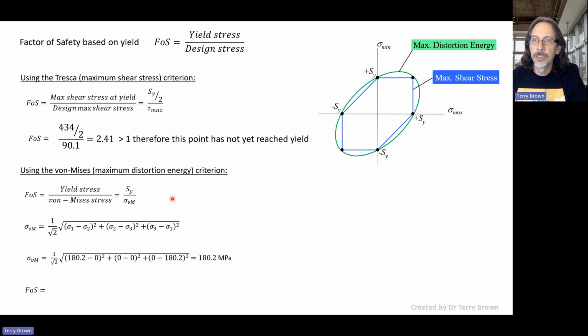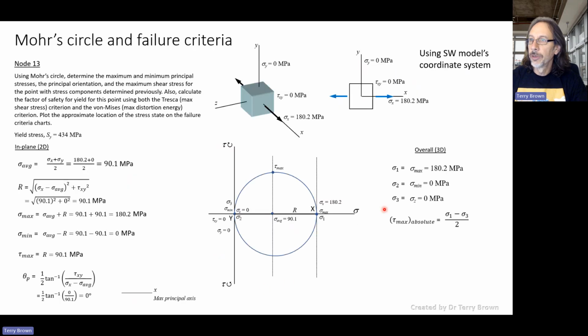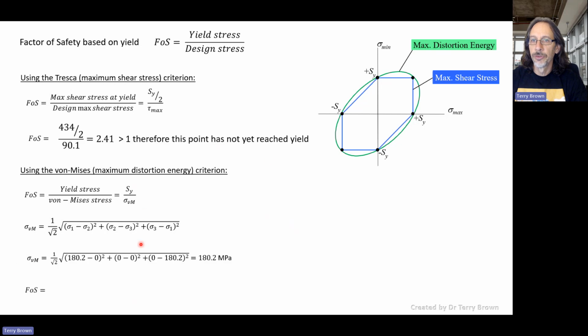So let's have a look at the von Mises criteria. Put our values into the equation for the von Mises stress, and we get 180.2. So here, the von Mises stress is the same value that we got for the maximum stress. That's because there's no shear stress in this orientation. There is shear stress because we've said it's 90.1, the maximum, but in this orientation, there's no shear stress. So in that case, the von Mises stress is equal to the maximum principal stress.